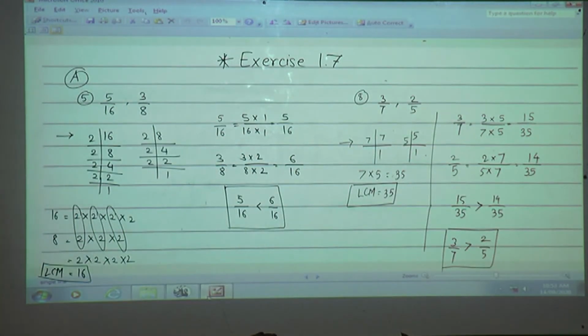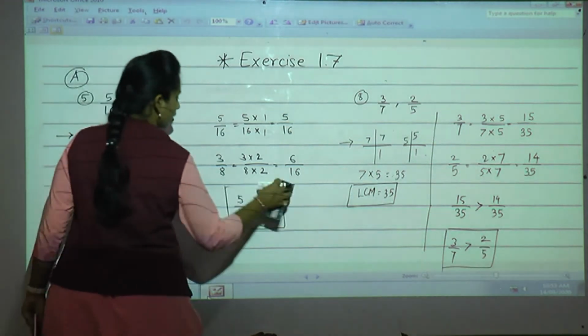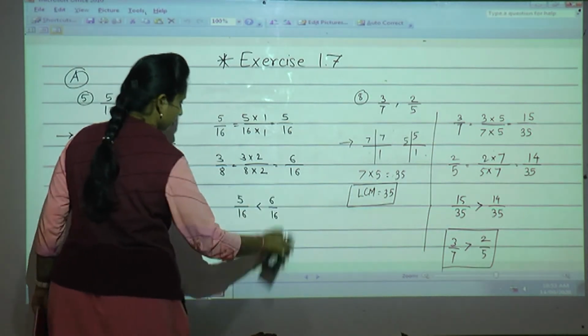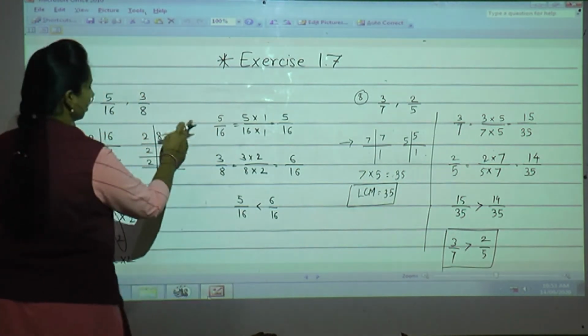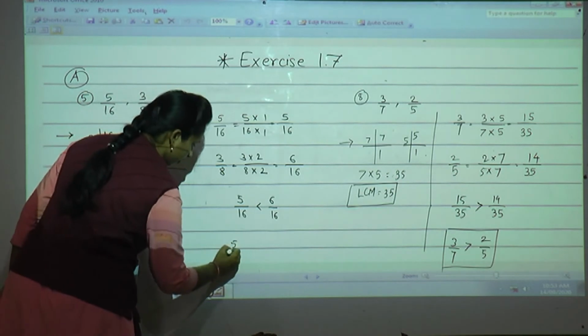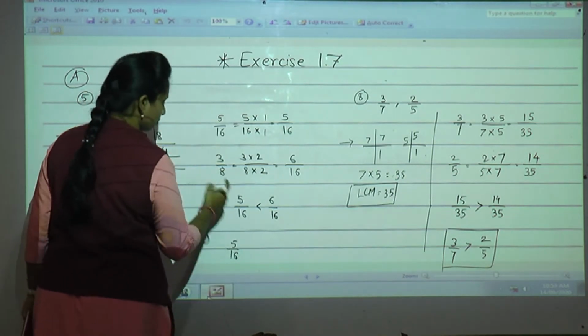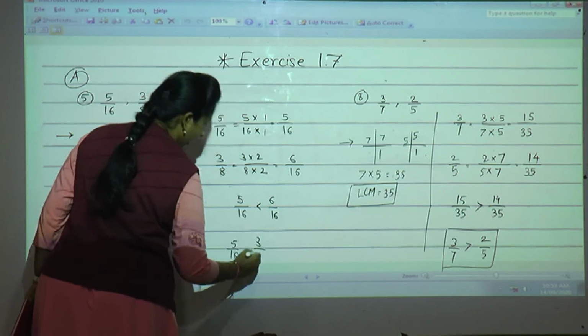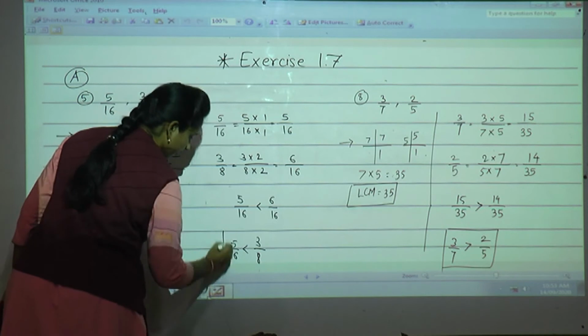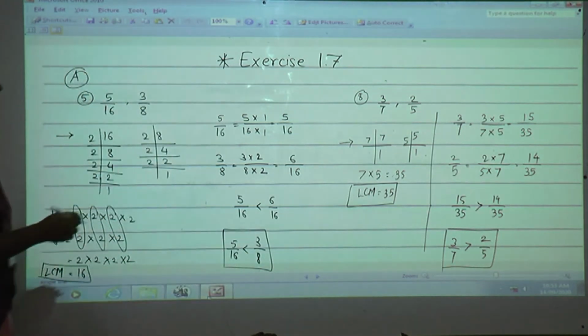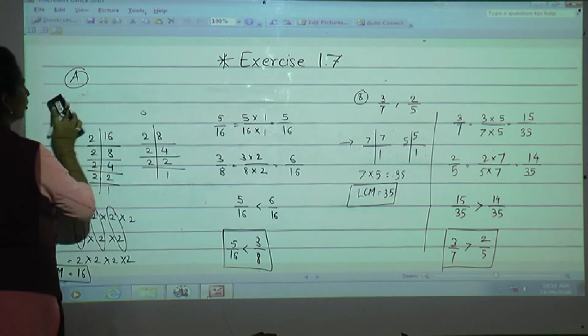Here I will rub this box. What are the actual numbers of these numbers? 5 upon 16 means what? 5 upon 16 only. Okay. And 6 upon 16 means what? 3 upon 8. Which is greater? 6 upon 16 means 3 upon 8. Clear? Is that clear? Yes? Okay, good. Now one more last example I will solve for you.